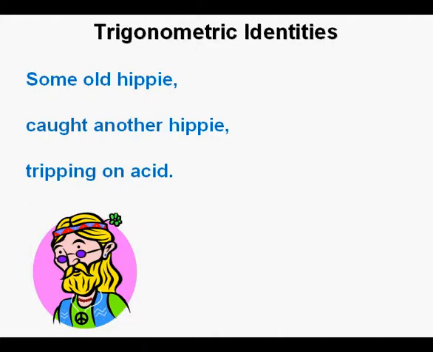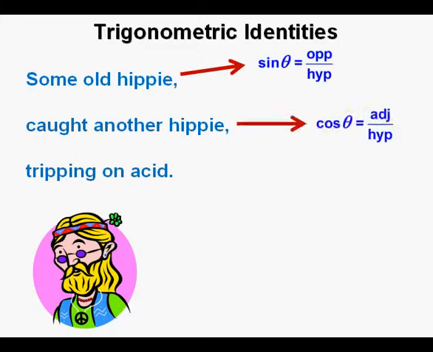The trigonometric identities stem from the first 3 basic trigonometric ratios, and this is what I use to help me remember them. It's this mnemonic device: some old hippie caught another hippie tripping on acid. Here, some old hippie becomes sine theta equals opposite over hypotenuse. Caught another hippie becomes cosine theta equals adjacent over hypotenuse, and tripping on acid becomes tangent theta equals opposite over adjacent.